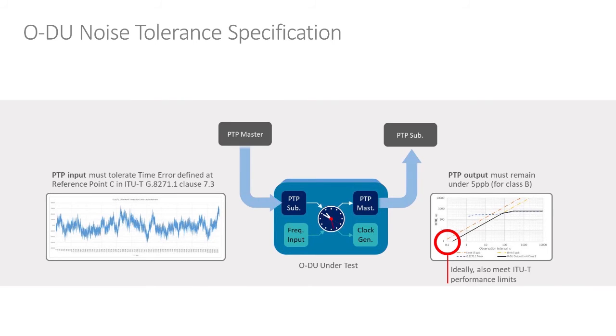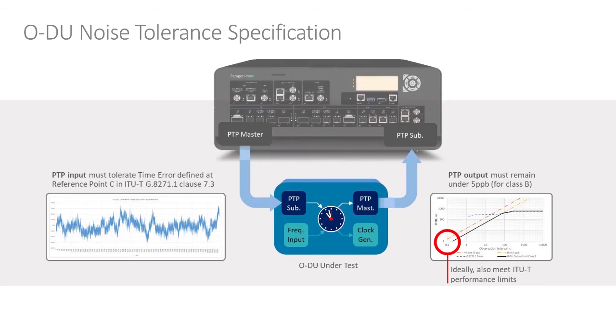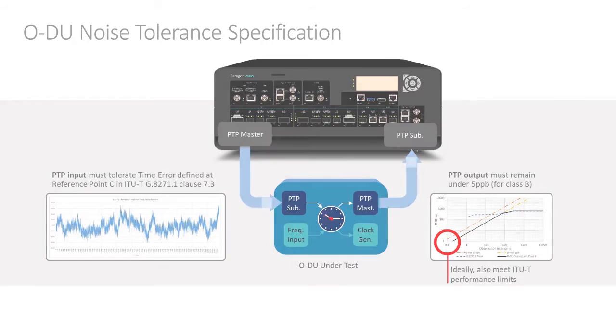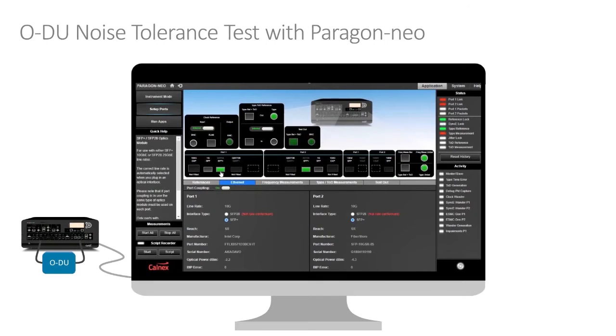So testing that timing performance with an ODU, Paragon Neo here, emulating sub-nanosecond accuracy, the PTP master, making a timing measurement on the subordinate side, again to sub-nanosecond accuracy, producing the required metrics, measurements, testing to limits, all of this while applying that defined time error noise pattern on the input to the ODU, which is being tested. So let's take a look at that now.